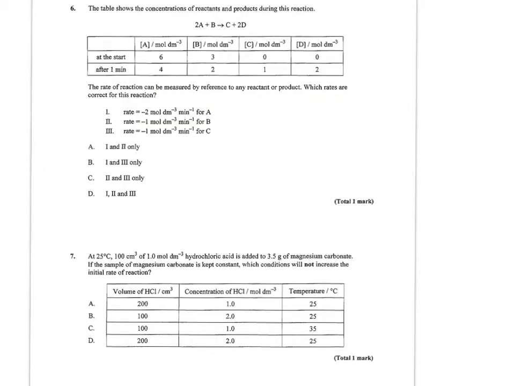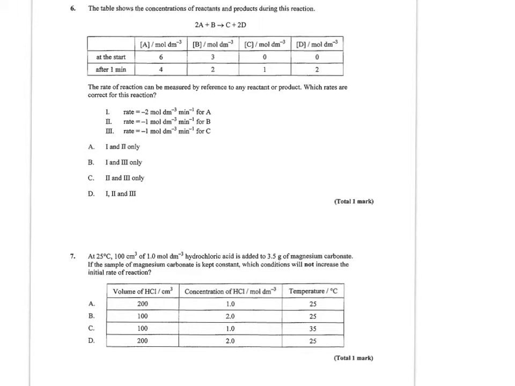Number 6 says the table shows the concentration of reactants and products during this reaction. And I can see I have a 2-to-1 ratio in my reactants and a 1-to-2 ratio of my products. And then it gives me all my beginning amounts. I have no product to start with. And then after 1 minute, my reactants have decreased in concentration and my products have increased. So the rate of reaction can be measured by reference to any reactant or product, which rates are correct?